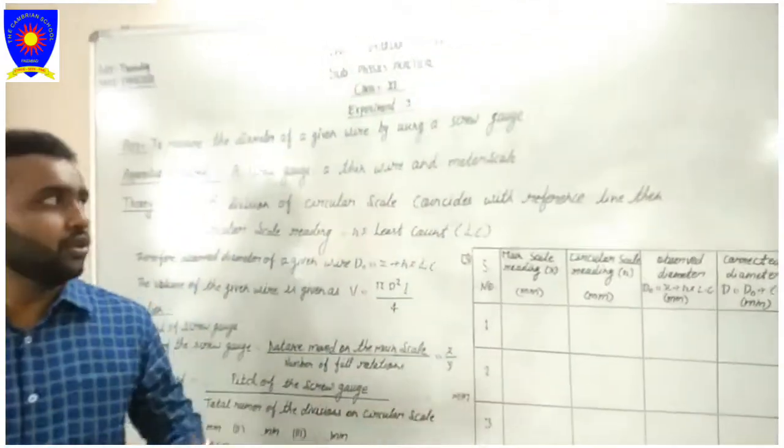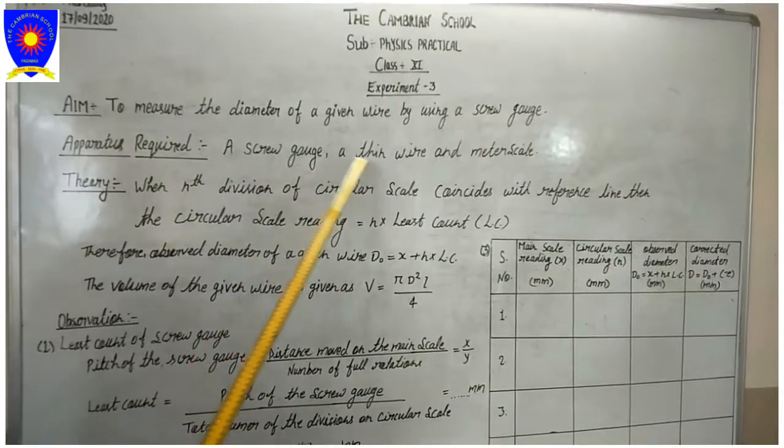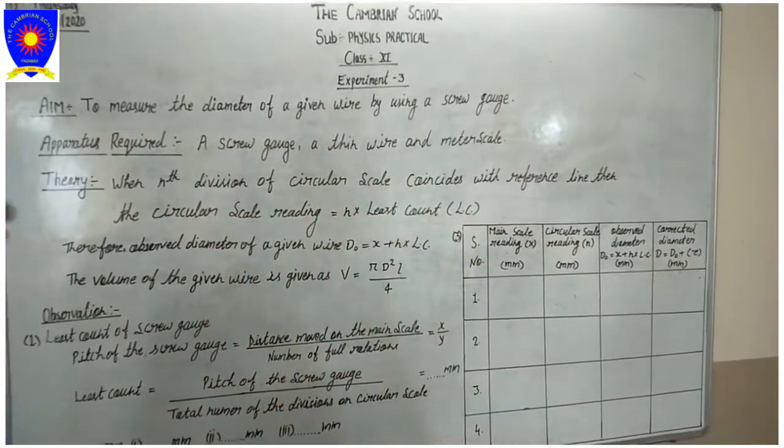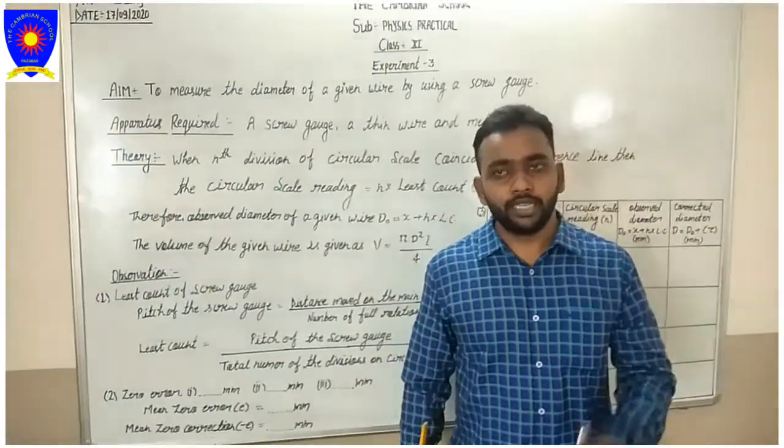Now, the apparatus required: one is a screw gauge, one is a thin wire, and a meter scale. These are the apparatus required for the measurement of the diameter of a thin wire.